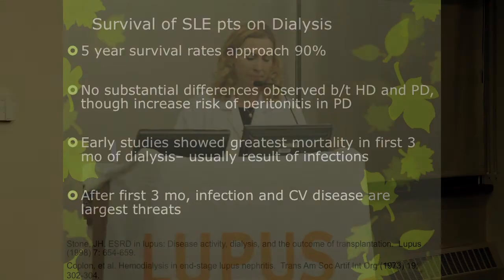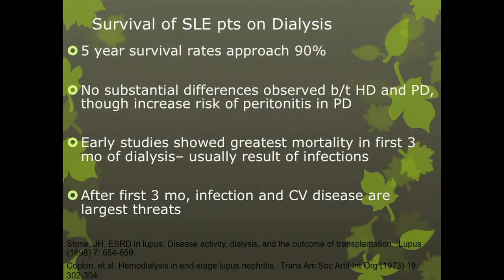How is it decided whether dialysis or transplant? In lupus patients with multiple other medical problems, or if they also have what's called the APL antibody syndrome, or antiphospholipid antibody syndrome, which, as I said, is a disorder that makes you at risk of blood clots, dialysis or peritoneal dialysis may be the most appropriate type of renal replacement as opposed to a transplant. The survival of lupus patients on dialysis approaches about 90% at 5 years.